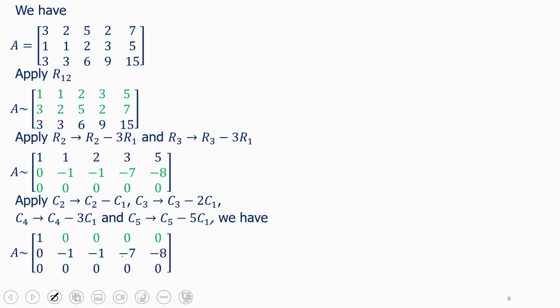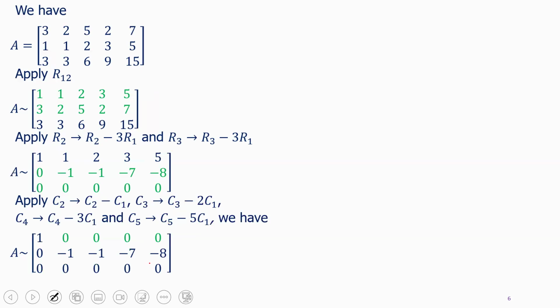The last one, C5. This operation we have to apply: C5 minus 5C1. So 5 minus 5 will become 0. Minus 8 minus 0 is minus 8. And 0 minus 0 is 0. So this is step number 3. So now this is one complete cycle.